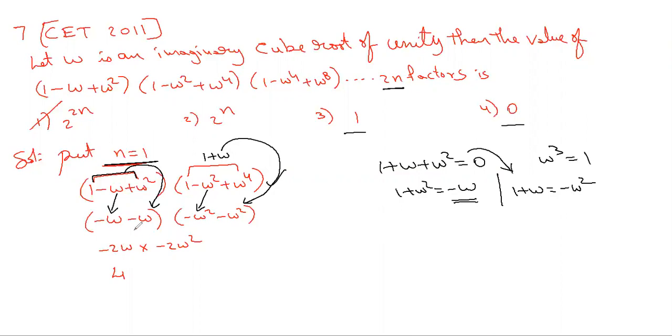Then I get minus 2 omega, minus omega, minus 2 omega, minus omega square, minus 2 omega square. Again, I use the property that omega cube is equal to 1. Omega into omega square is omega cube, 1. Minus 2 into minus 2 is 4.